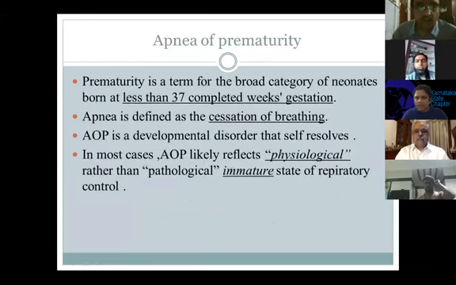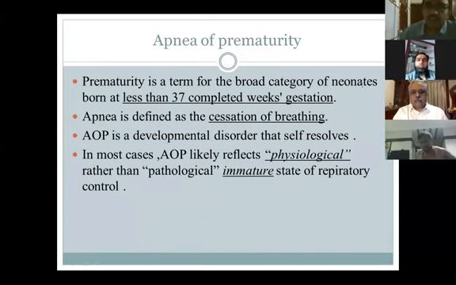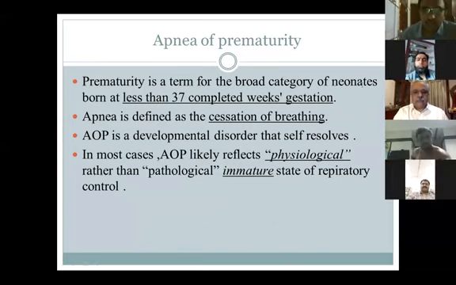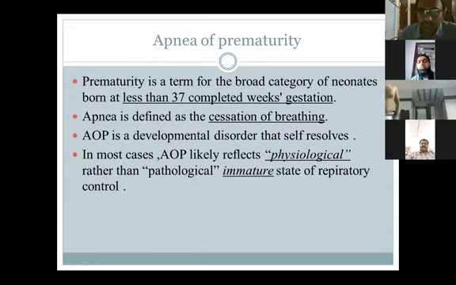Yes, sir. You can start the session. Apnea of prematurity. First, we should know what is prematurity. Premature is a term usually used in neonates classified as less than 37 weeks of gestation. Apnea is defined as cessation of breathing.